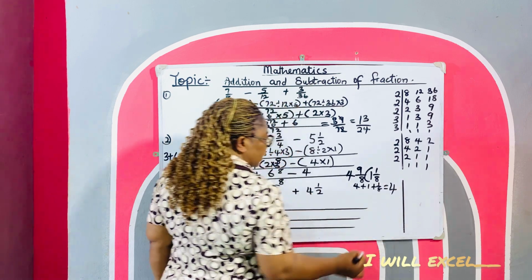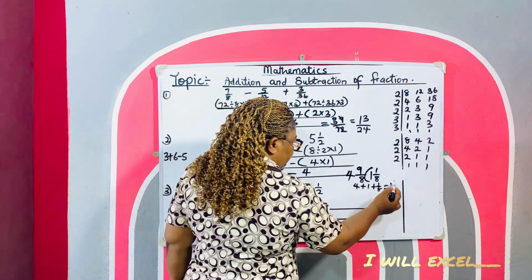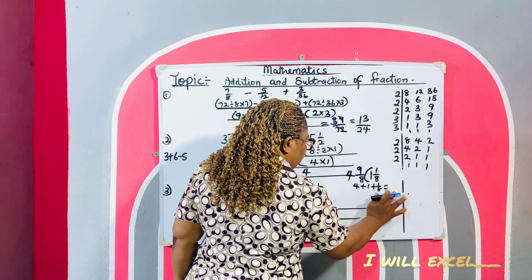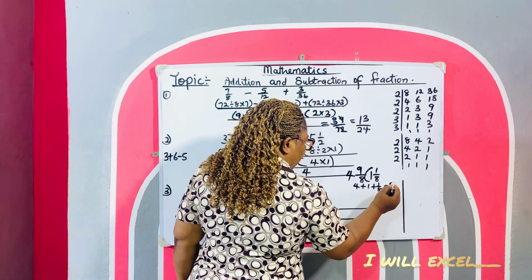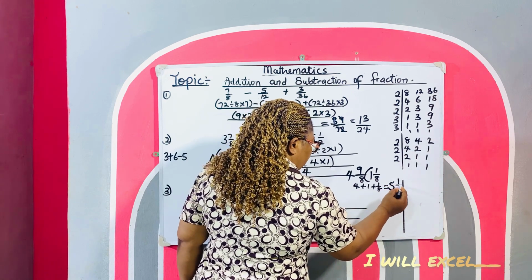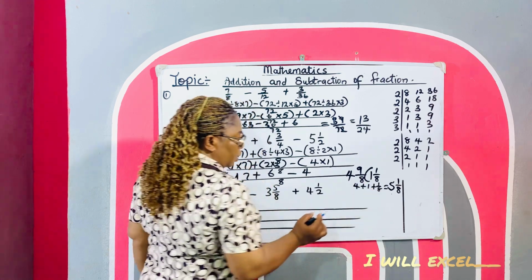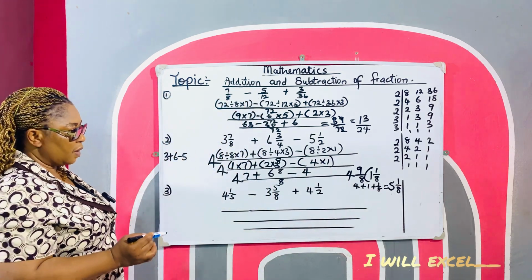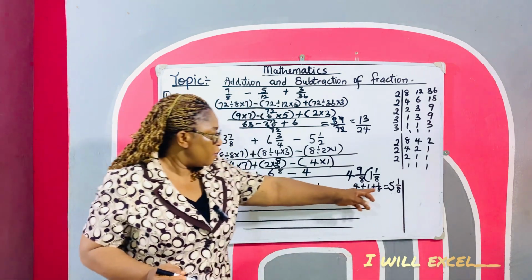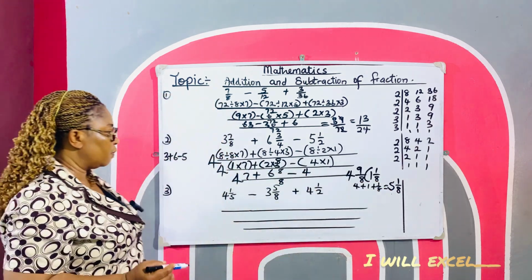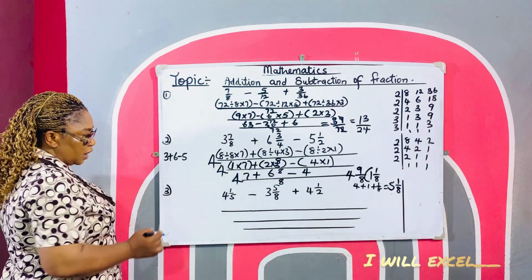And the final answer is what? 5. Sorry, the final answer will give us 5 whole number 1 over 8, because 4 plus 1 will give us 5. Then the fraction remains the fraction. The final answer here is 5 whole number 1 over 8. Let's get to the last one.